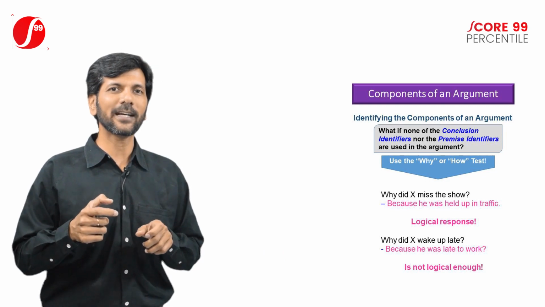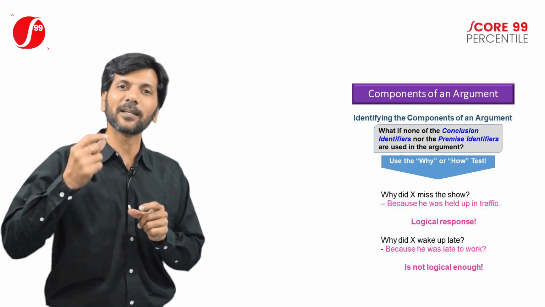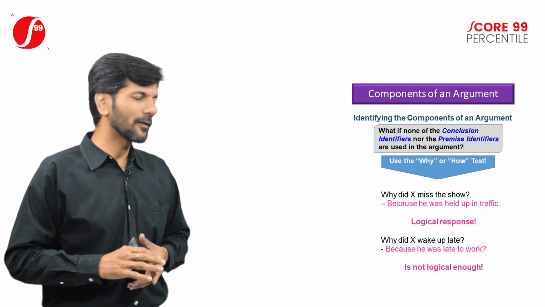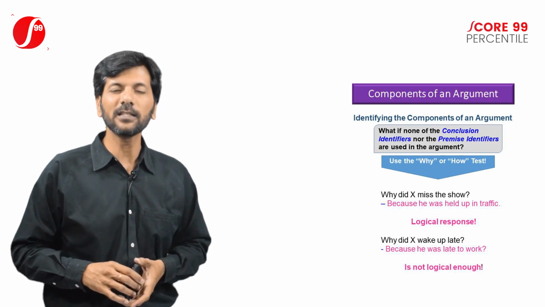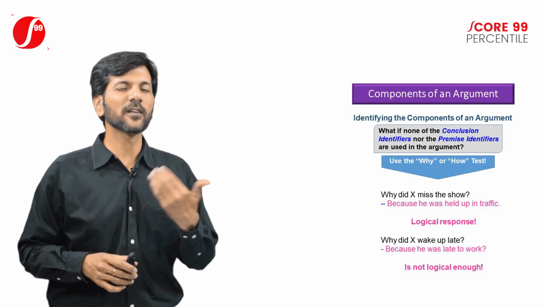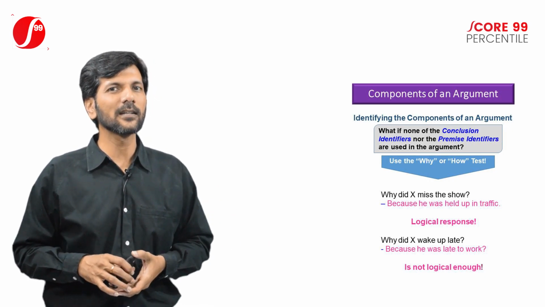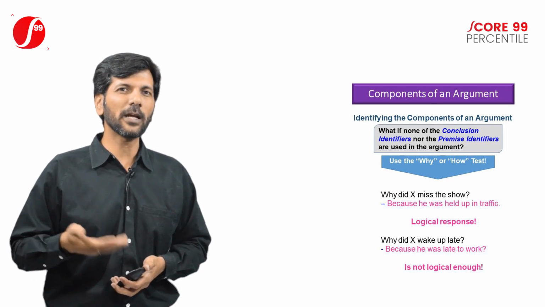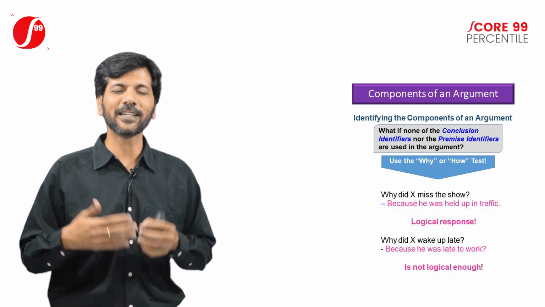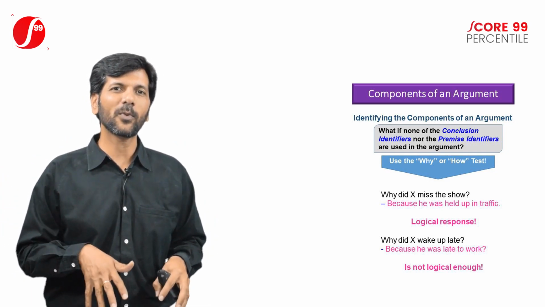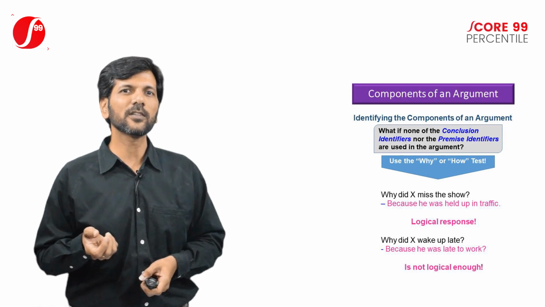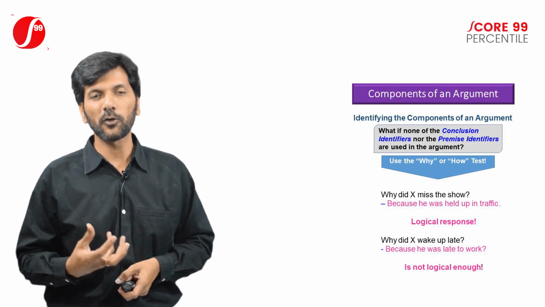The moment you are able to get a logical response with the premise identifier like because, it means that you have spotted the conclusion correctly. Now, for the sake of argument, let's also do the why test with the other part of the argument. So let's question the first part. Why did X wake up late? Your answer that because he missed the show is not logical at all in the context. It doesn't sound logical at all. So that rules out the possibility that any other part of the argument can be your conclusion. So through the why test and how test, you recognize the conclusion of your argument correctly.